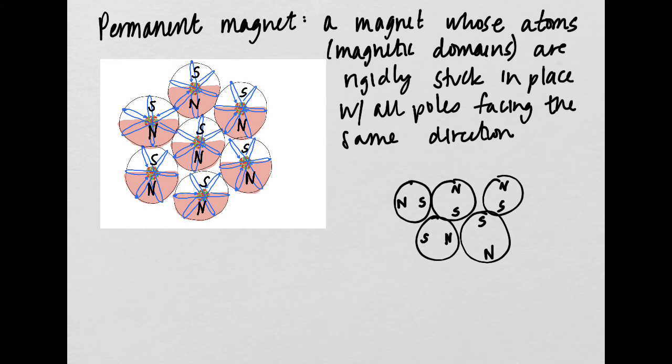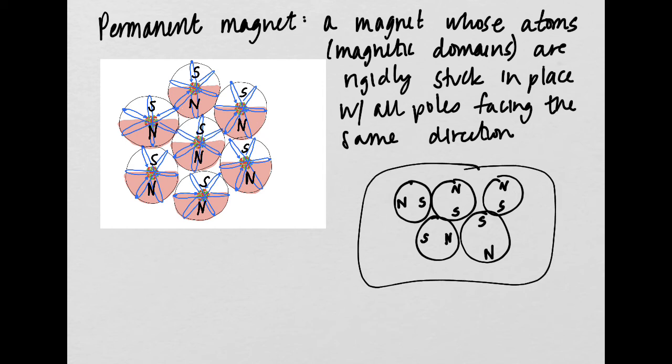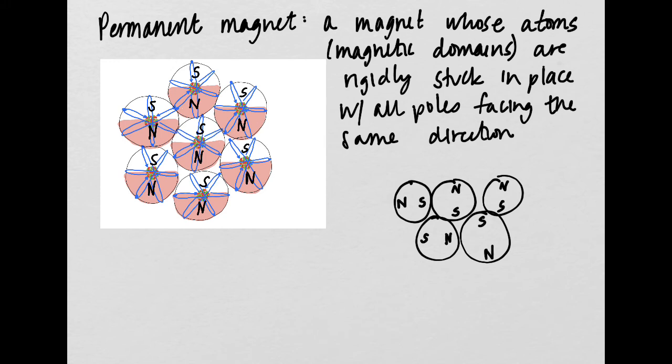We could make this piece of matter into a magnet, but it wouldn't be a permanent magnet because these electrons are constantly spinning around. Like I said, they're constantly basically switching their poles. Their magnetic poles are not necessarily always in the same direction.